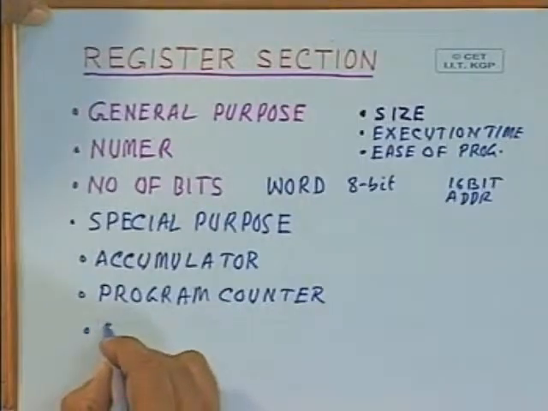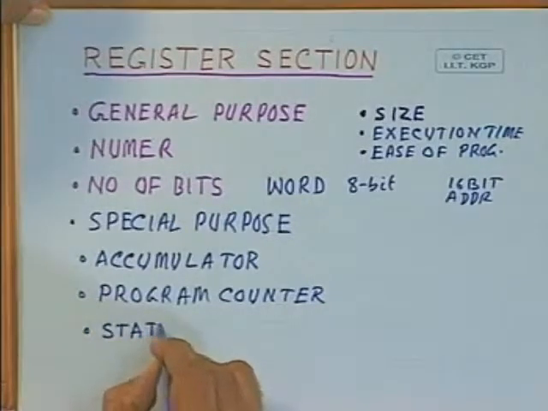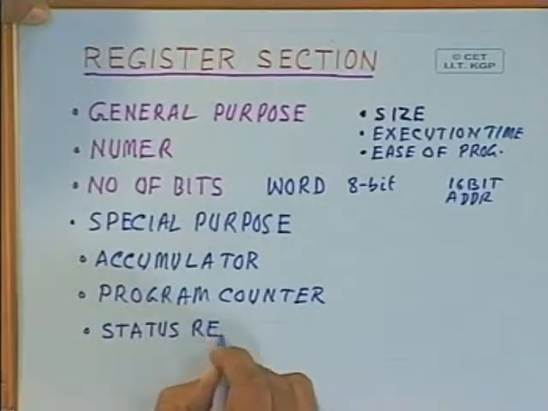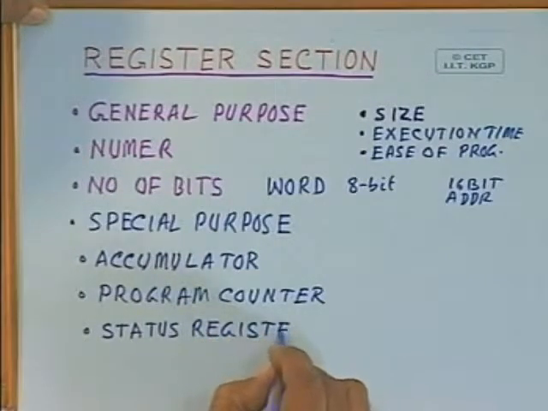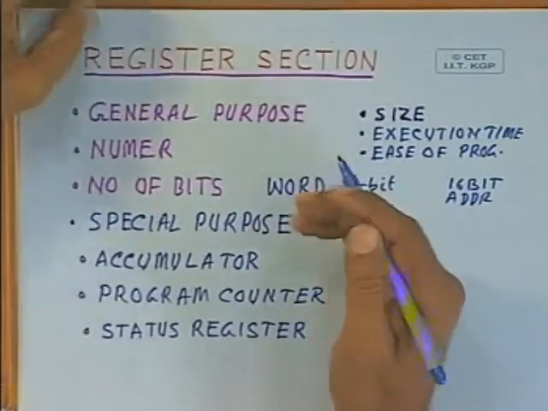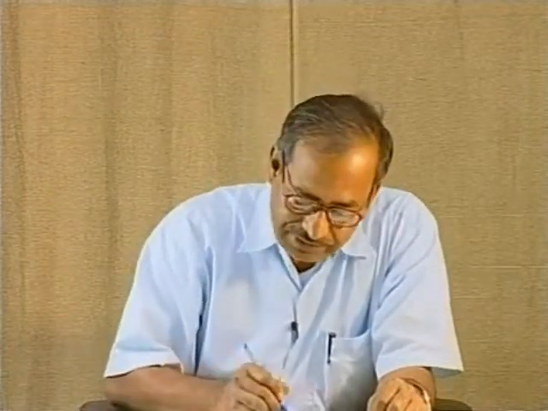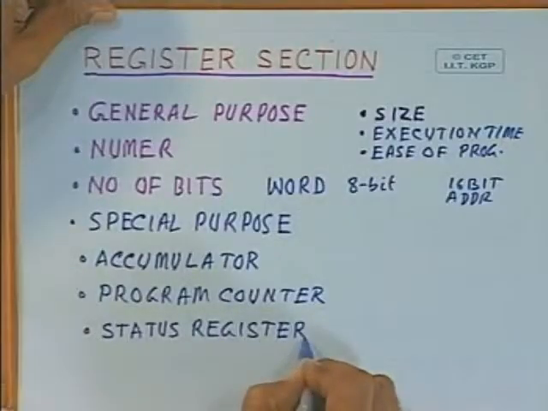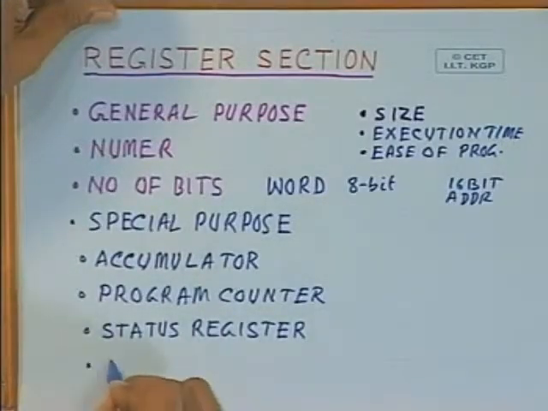Then you will require status register. Status register will reflect the outcome of an instruction execution. Whenever you execute an instruction, the outcome of that instruction execution, whether there was any overflow, whether the result is positive or negative, what is the parity of the result, all these status information is stored in this status register. Then another useful register is stack pointer.